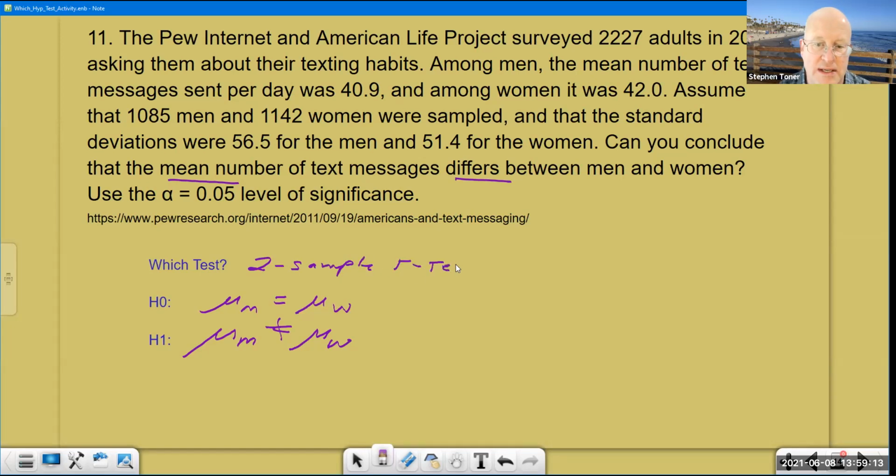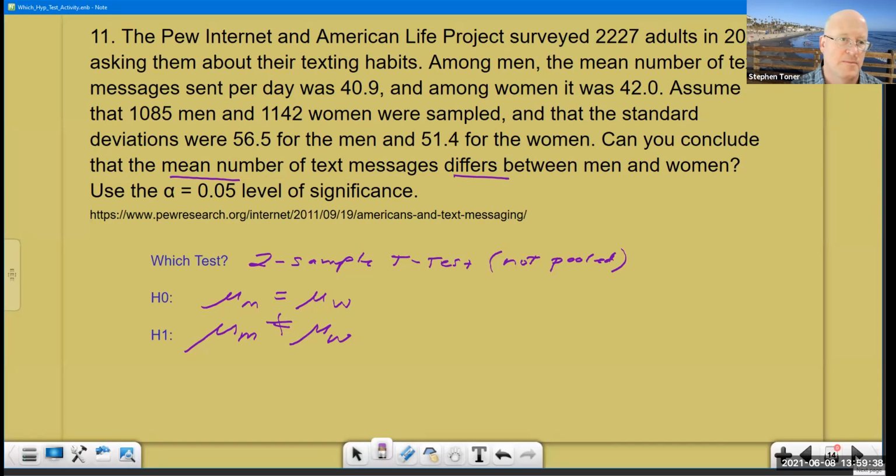And because we're dealing with men and women who already have their genders, this is going to be a not pooled process. We are not randomly assigning people into one group or the other, because that says, oh, flip a coin, you get to be a man, or hey, flip a coin, you get to be a woman. We're not doing that. You already have what your gender is. Moving on to number 12.